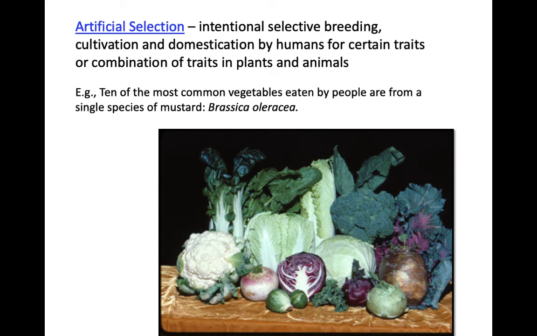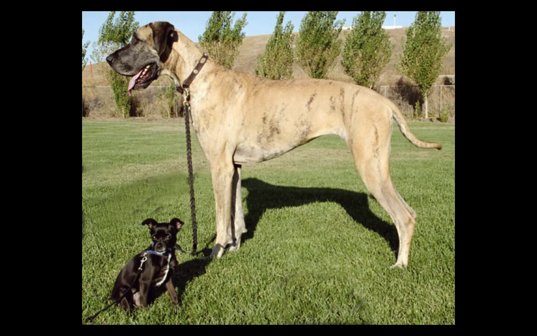Artificial selection is going to be the intentional, selective breeding, cultivation, and domestication by humans for certain traits or combinations of traits in plants and animals. For example, 10 of the most common vegetables eaten by people are from a single species of mustard, Brassica oleracea. So broccoli, cauliflower, cabbage, Brussels sprouts, kale, it's all the same species. And dogs. Dogs range in size from Chihuahuas to Great Danes.